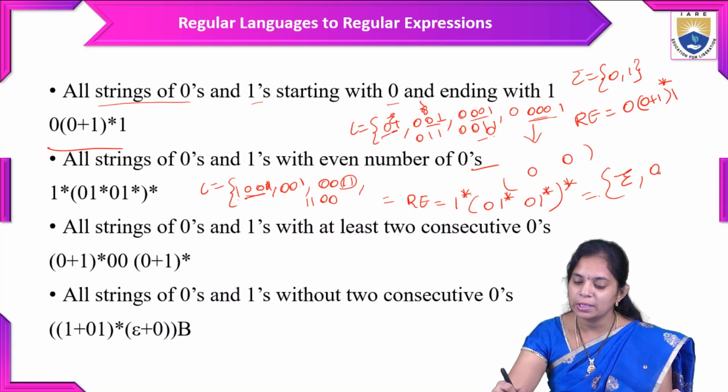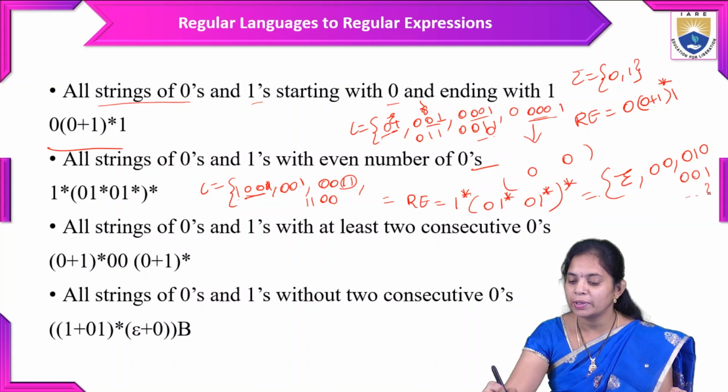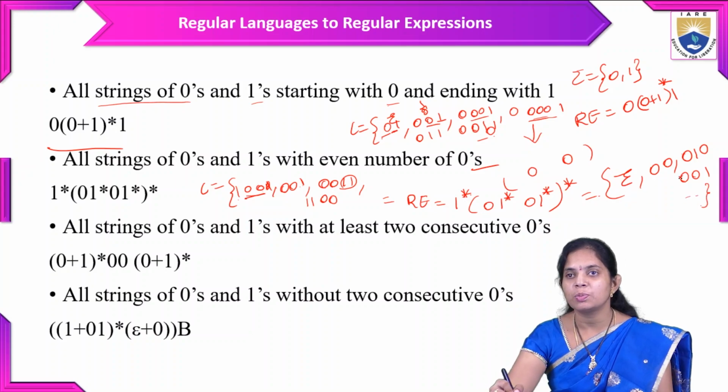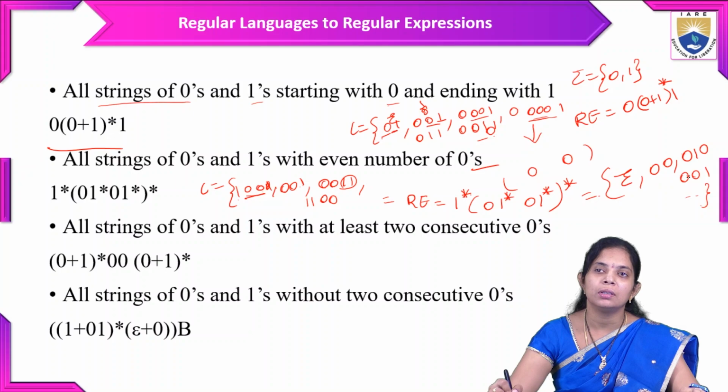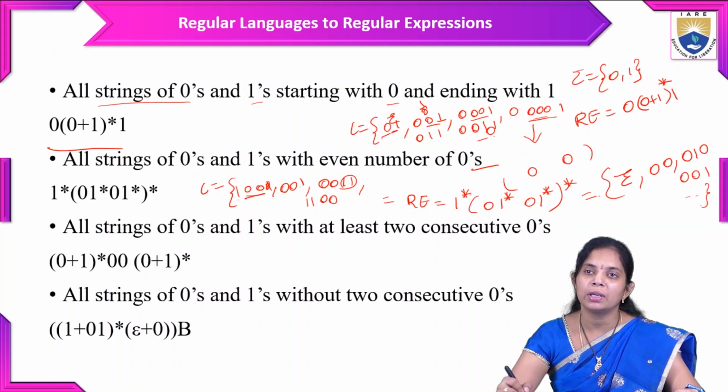So here we will write this language: 1 0 0 must be there, and next 0 1 0 and 0 0 1, and so on we will write. So this is the regular expression, the regular language that we converted into a regular expression.